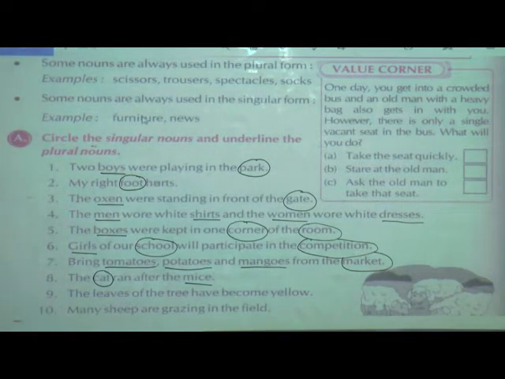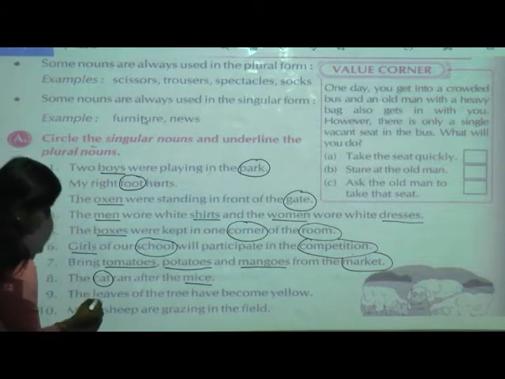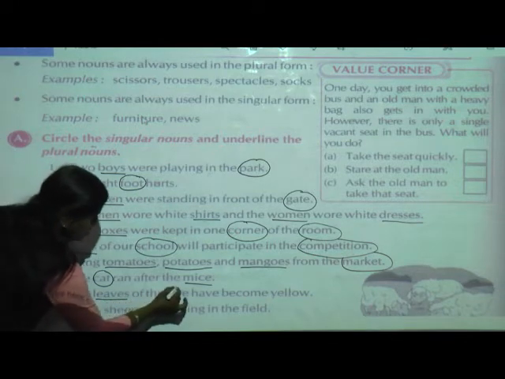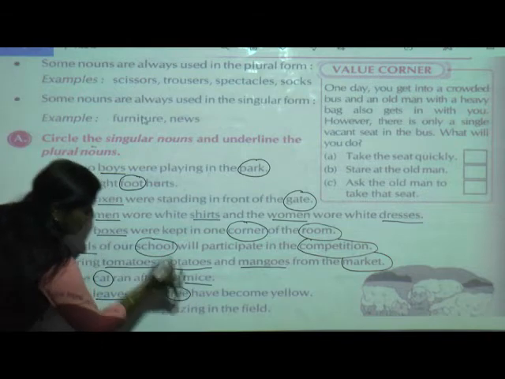Ninth, the leaves of the tree have become yellow. Okay, you can see here plural is leaves and tree is singular. So I am going to circle tree.